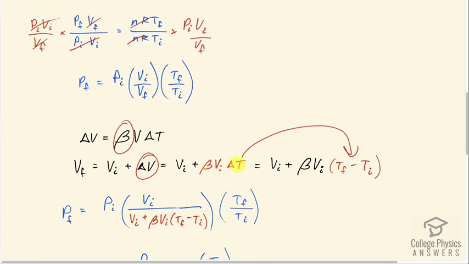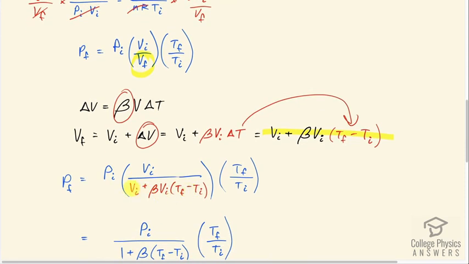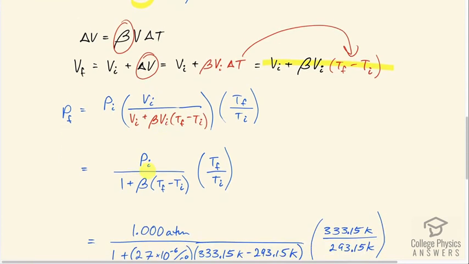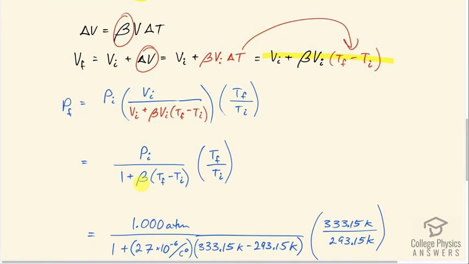Okay, so then all of this here gets substituted in place of VF in our final pressure formula. And that's what I show here. So P final then is P initial times VI over VI plus beta VI times TF minus TI, times TF over TI. Now this VI is a common factor on the top and bottom. It's a common factor among both the terms in the bottom, so it factors out and then cancels with the VI on the top. So on the top you just get the number 1, in other words. So we have PI over 1 plus beta times TF minus TI, times TF over TI.